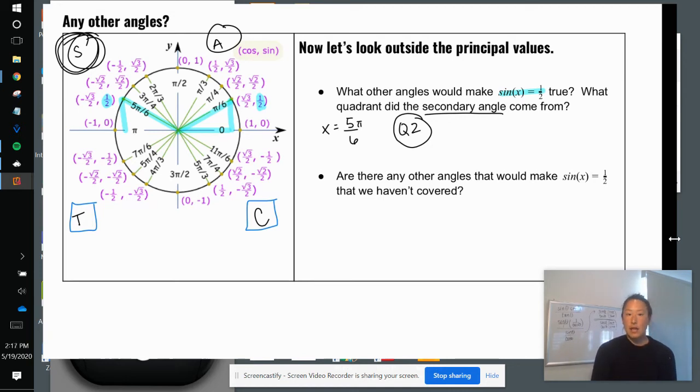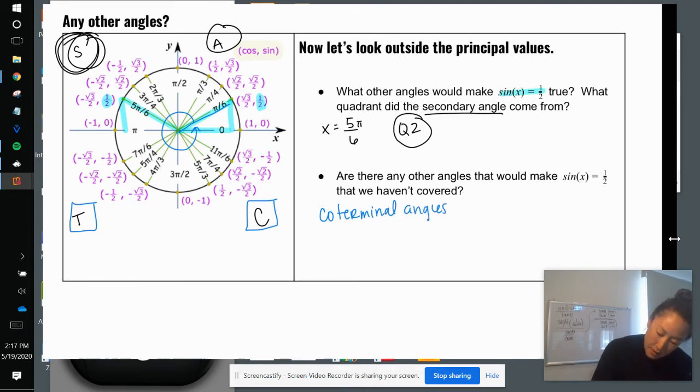And then we have to think for a second, like, okay, so there are two angle answers for every ratio. But actually, what if I said, is pi over 6 the only angle that's going to lie in the first quadrant that's going to give me a ratio of 1/2? What about a coterminal angle? So adding 2 pi, giving me 13 pi over 6. Oh my gosh, yes. So we also have coterminal angles, so all of our coterminal angles.